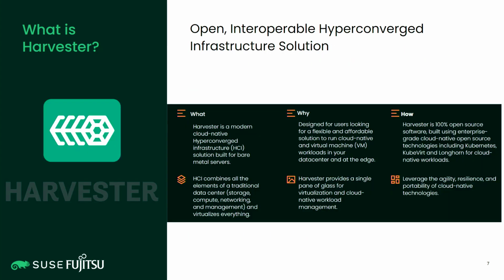Okay. So, what is Harvester? Harvester is SUSE's hyperconverged infrastructure solution. You install Harvester on metal, physical machines. What Harvester then does is it takes all of the hardware in the physical machines, the CPU, the memory, the networking, the storage, and it just bundles it all up nicely for you. And so now you have all the elements of a traditional data center virtualized.